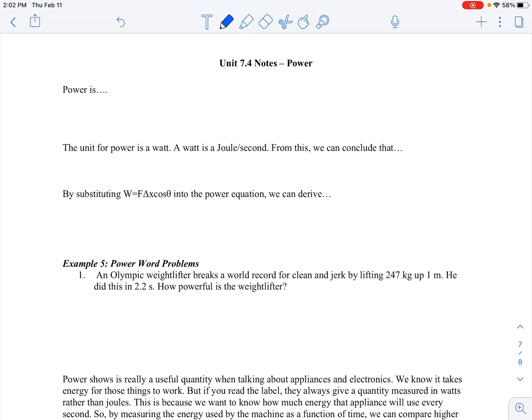So what is power? Power is the rate at which work is done. That's one way to think about it. Or it could be the rate at which energy is consumed. Remember that work and energy are equivalent. They are conserved with each other, so those two ideas are related. The unit for power is the watt. And actually, I should have capitalized that.